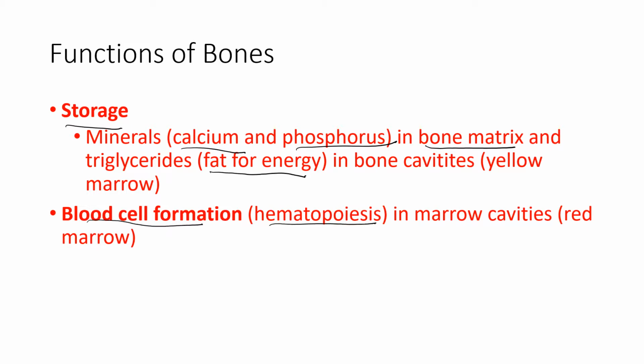Hematopoietic tissue is found in the marrow cavities of some adult bones, like the sternum, the epiphyseal end of the femur and humerus, the pelvic bones, and the body of vertebra. Hematopoietic tissue is responsible for blood cell formation. So blood cell formation is another function of bone tissue.